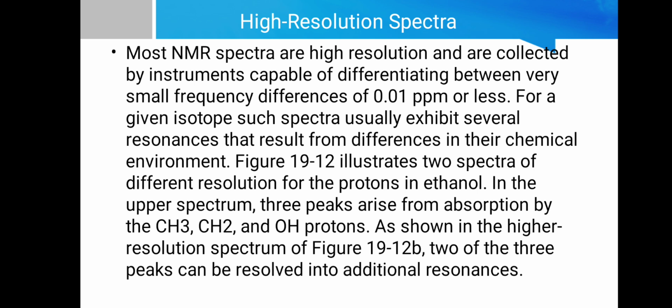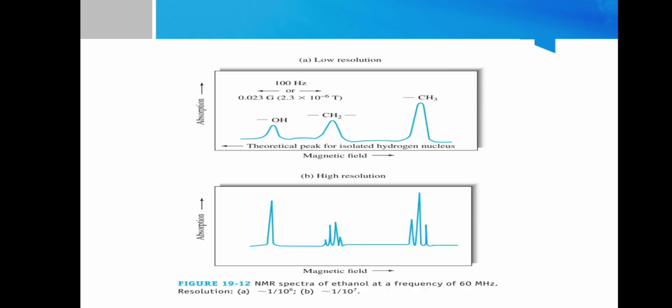Figure 19.12 illustrates two spectra of different resolution for the protons in ethanol. In the upper spectrum, three peaks arise from absorption by CH3, CH2, and OH protons. As shown in the higher resolution spectrum of figure 19.12b, two of the three peaks can be resolved into additional resonances. So these are the NMR spectra of ethanol at a frequency of 60 MHz, with resolution of 1 divided by 10 to the power 6 in A and 10 to the power 7 in B.